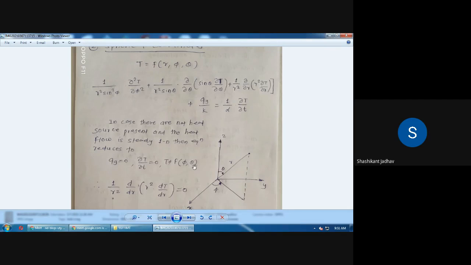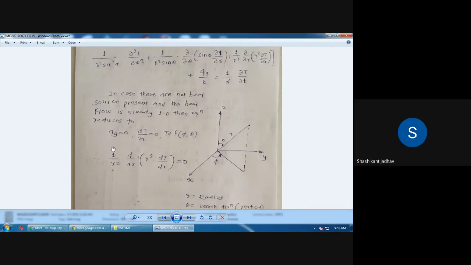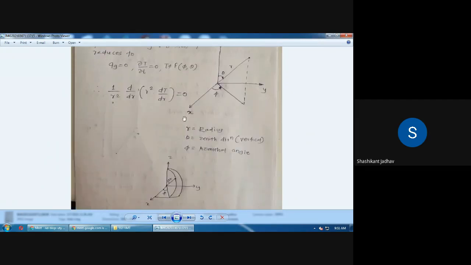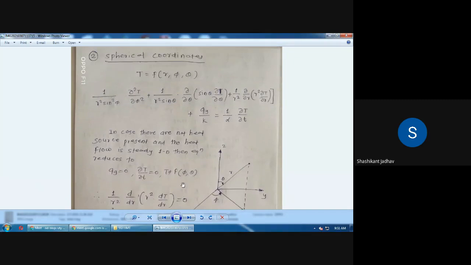We assume some conditions: internal heat generation is 0, steady state, and unidirectional heat flow. From those conditions we get the equation 1 upon r square d by dr into bracket r square dT by dr is equal to 0. This is the equation we use for the derivation of heat conduction through the sphere.